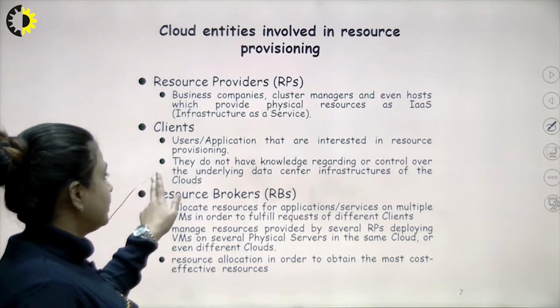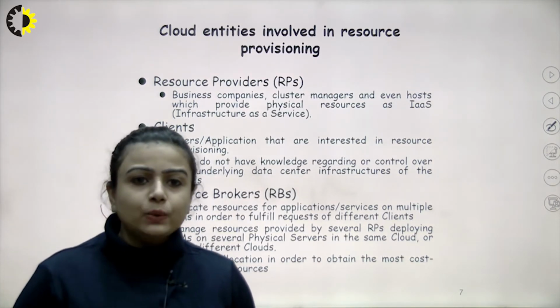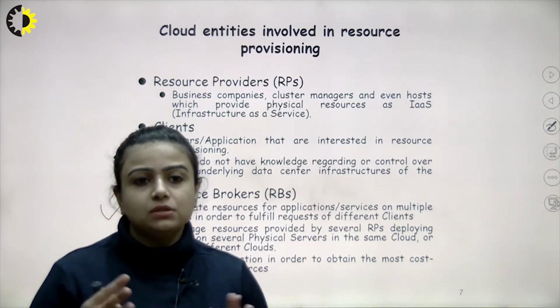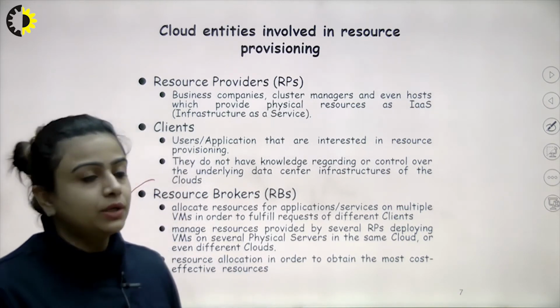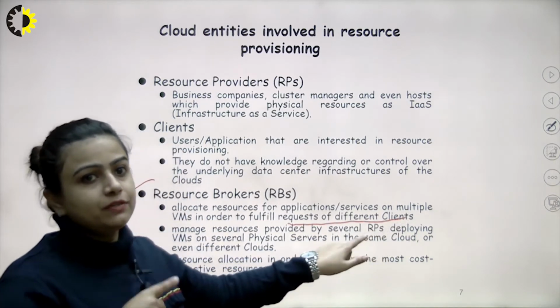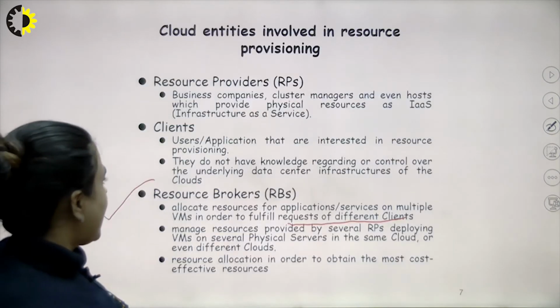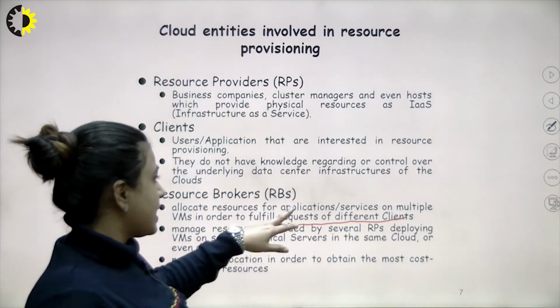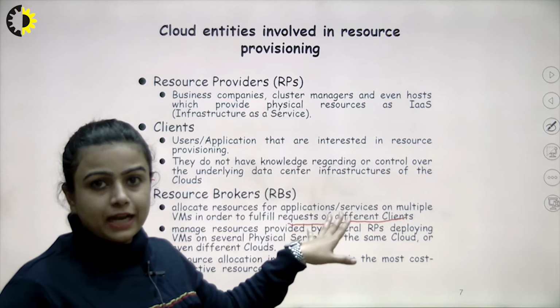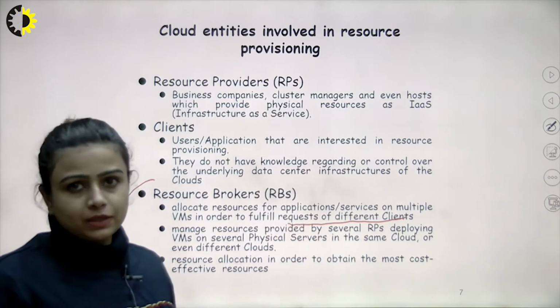Thirdly, we have the resource brokers. Now what happens with the resource brokers is that they are there to allocate applications or the services on the virtual machines in order to fulfill the requests of different clients, which we just saw in the previous diagram over here. So we have the different kinds of clients, and the resource brokers are there to fulfill the services of the clients who are demanding, this is the kind of services we want, and that is not something that we don't want.